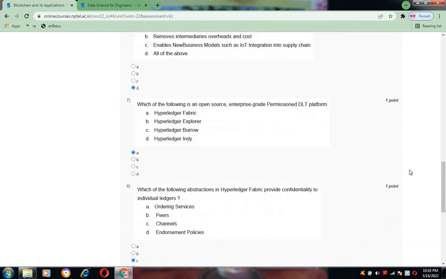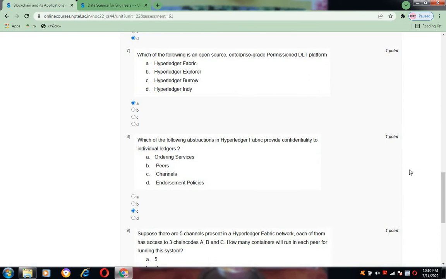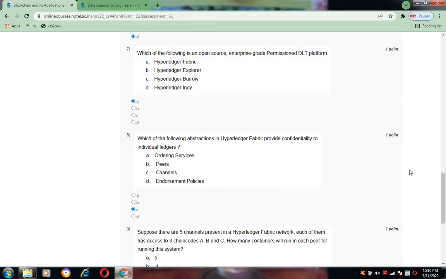Coming to the question number 7, which of the following is an open source enterprise grade permission DLT platform, that is Hyperledger Fabric? So the answer is A for question number 7. Now coming to the question number 8, which of the following abstractions in Hyperledger Fabric provide confidentiality to individual ledgers? For the question number 8, the answer is channels, that is option C.